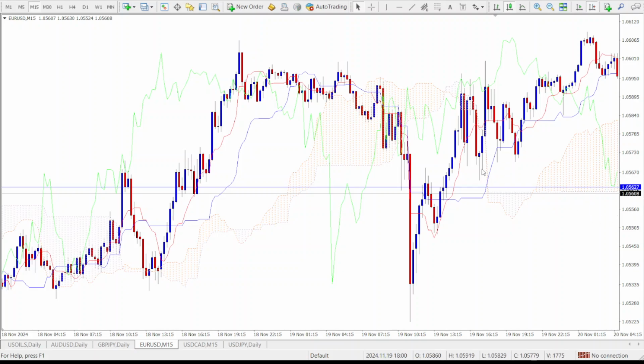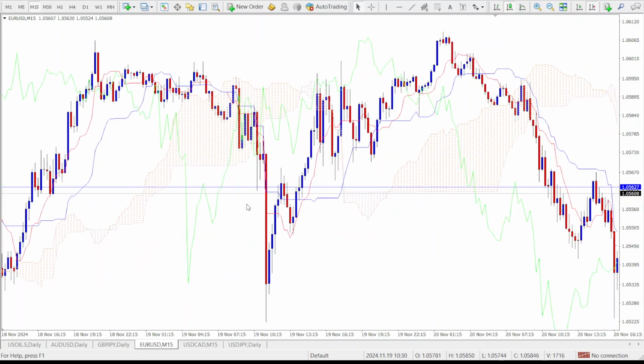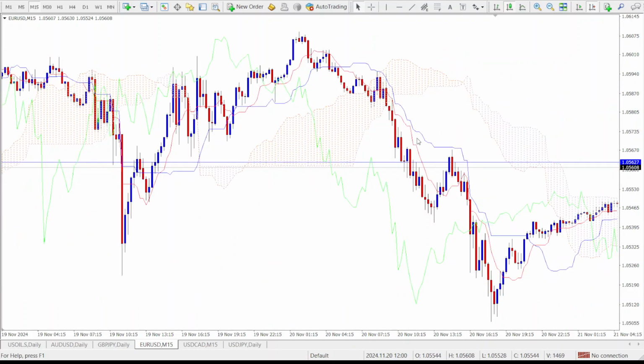Now let's dive into some practical tips on how you can use Senkou Span A in your trading. First, use Senkou Span A to confirm trends. As I mentioned earlier, when the price is above the Senkou Span A, it's a sign of a bullish trend. And when it is below it, it's a sign of a bearish trend. Okay, this simple principle can help you decide whether to enter a long or short position.